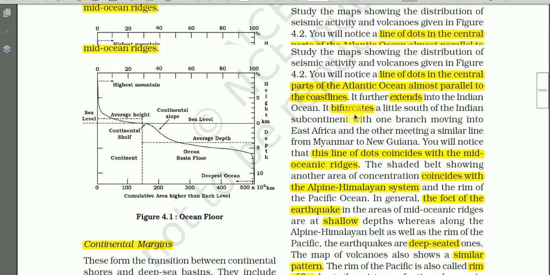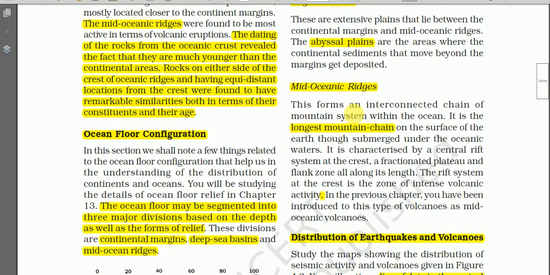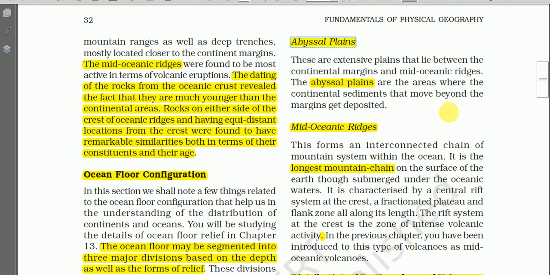Then the next important major division of ocean floor is abyssal plain or deep ocean plains. These are extensive plains that lie between the continental margins and the oceanic ridges. The abyssal plains are the areas where the continental sediments that move beyond the margins are deposited. That means these are the plain areas where sediments from the continents are deposited.